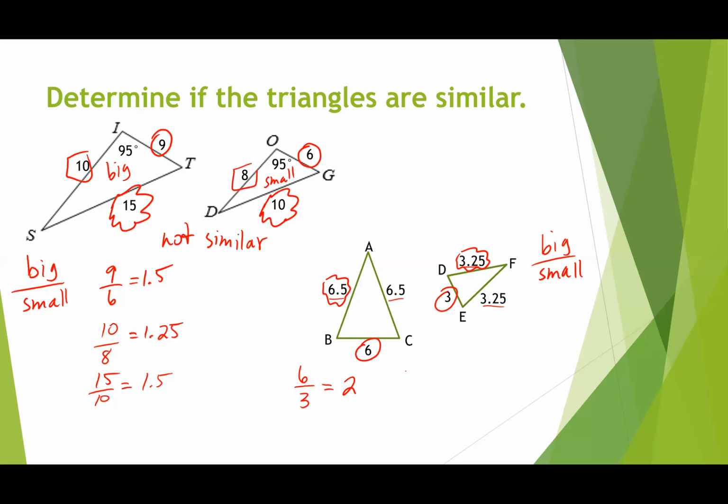And now I will do 6.5 over 3.25. So 6.5 divided by 3.25, and that also gives me 2. So now you see how I got the same number out of both of my ratios, and technically all 3. That means that these 2 triangles are in fact similar because all the sides are proportionate. So for similar shapes, and it can be any shape, you need equal ratios for all the sides.